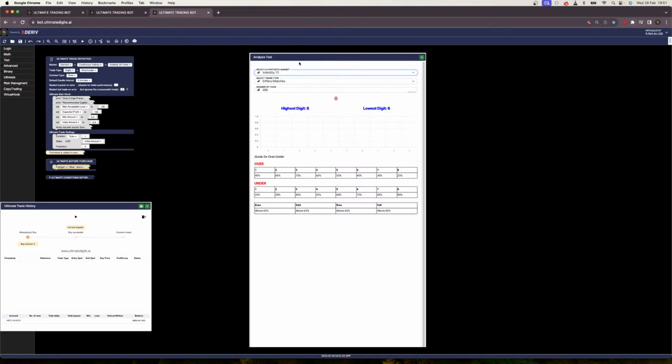Go to volatility 75 index and find the digit statistics. So this is a good market because digit 0 is the least frequent digit on the market. Digit 2 is also at 10%. Digit 2 is below 10%.